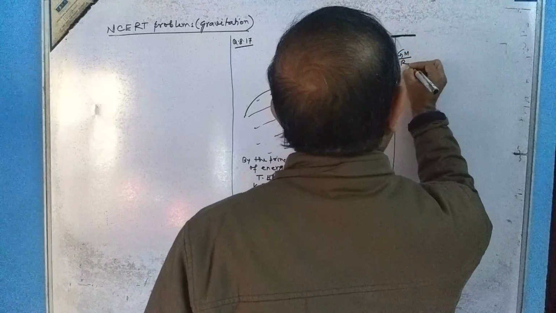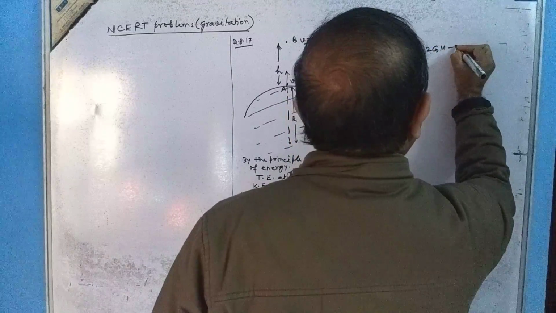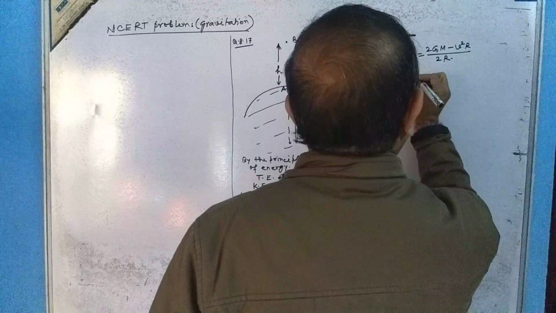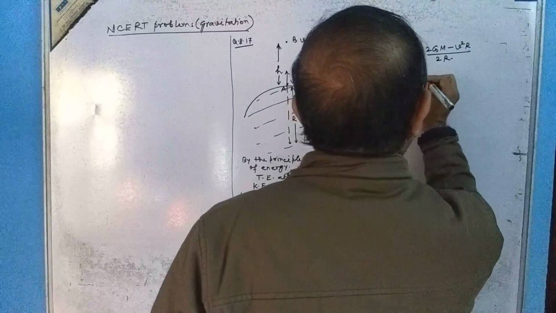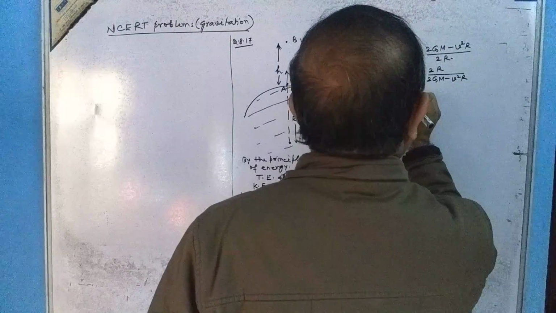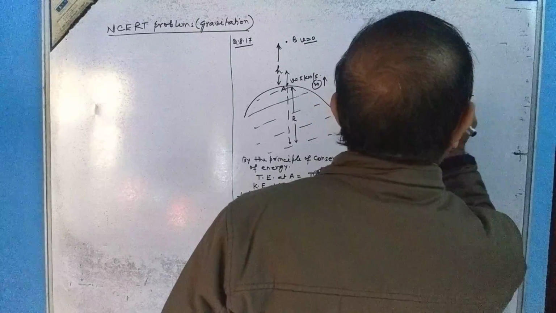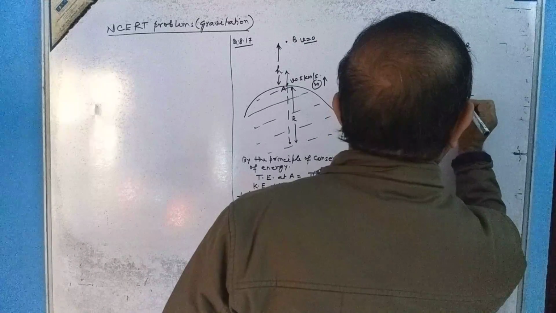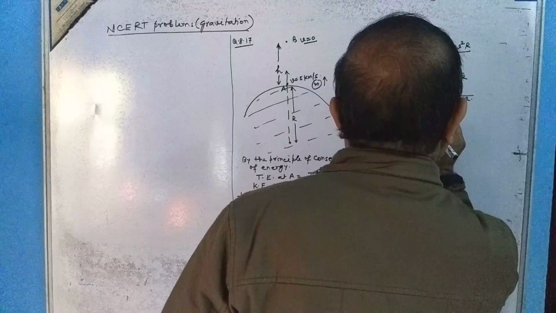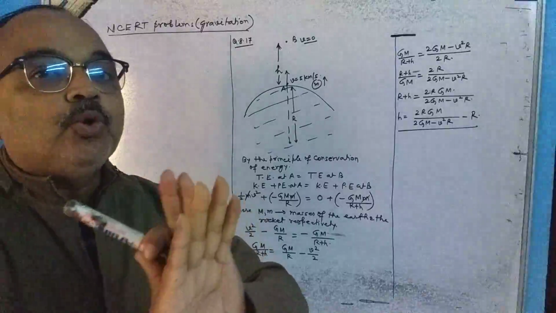Gm by R plus H should be equal to twice Gm minus V square by R, V square into R divided by twice R. Or we can write R plus H by Gm should be equal to twice R by twice Gm minus V square into R. Or we can write R plus H equal to twice R G into capital M divided by twice Gm minus V square R. Or H is equal to twice R Gm by twice Gm minus V square into R minus R. Look, up to this mark don't put any value.